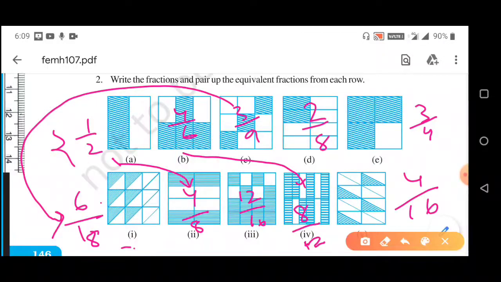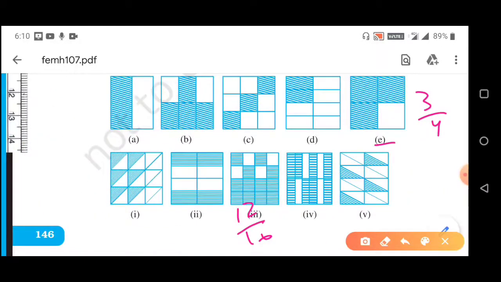Next one is 2 by 8. 2 by 8 can be paired up with 4 by 16. We can multiply 2 by 2, we will get 4, and 8 by 2, we will get 16. Now the last one, point number E, 3 by 4 can be paired up with 12 by 16. By multiplying 3 by 4, we will get 12, and multiplying 4 by 4, we will get 16. So E will be paired up with point number 3.